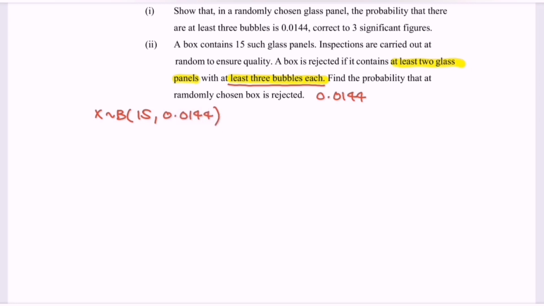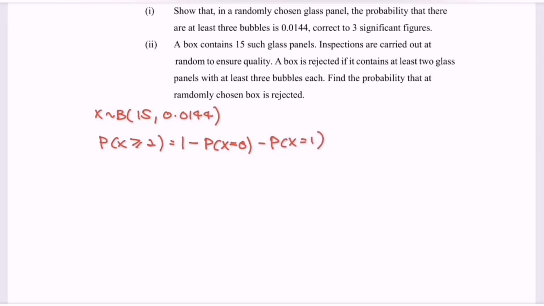That is the probability. By referring to the question, they mention at least 2 glass panels, so the probability is that X must be greater than or equal to 2. Here they mention that we have n equals 15 and p equals 0.0144. Notice that this kind of question cannot be solved using the statistical table because p is 0.0144. So what we can do is make use of the formula: 1 minus the probability that X equals 0 minus the probability that X equals 1.